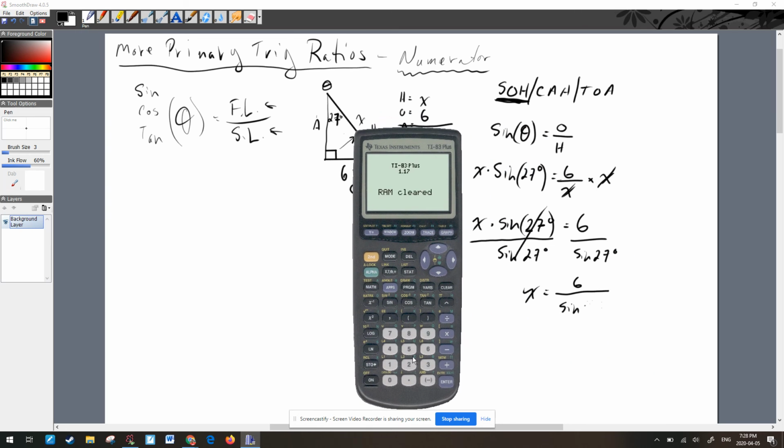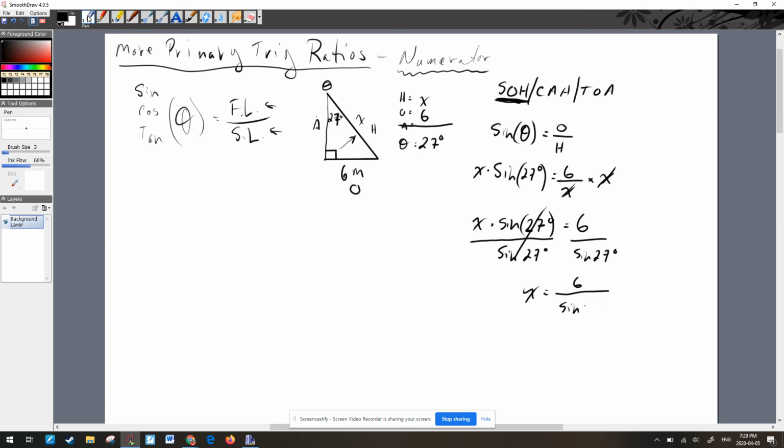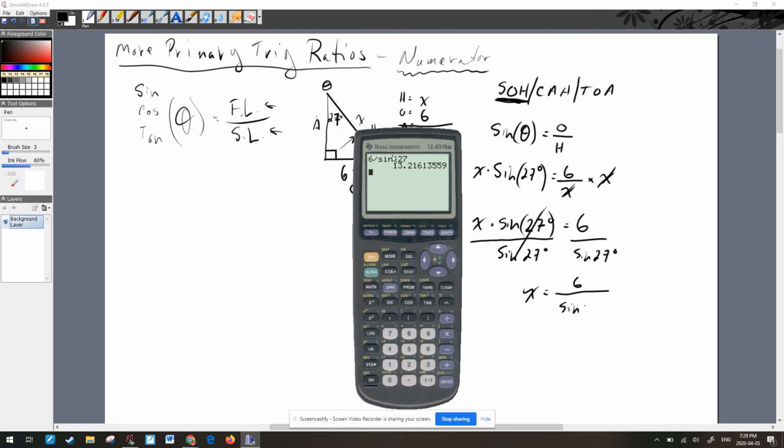Regardless, I'm going to type that into my calculator. I would have 6 divided by the sine of 27. I have to make sure that I'm in degrees, so I go to mode, go down, and hit degrees. So there is degrees. Then I type in 6 divided by the sine of 27, and the answer is 13.22. I should somehow be able to get x, but it's not doing that, so I'm going to fix this in a moment. But we know that the answer to that particular problem is 13.22. Okay, thank you.